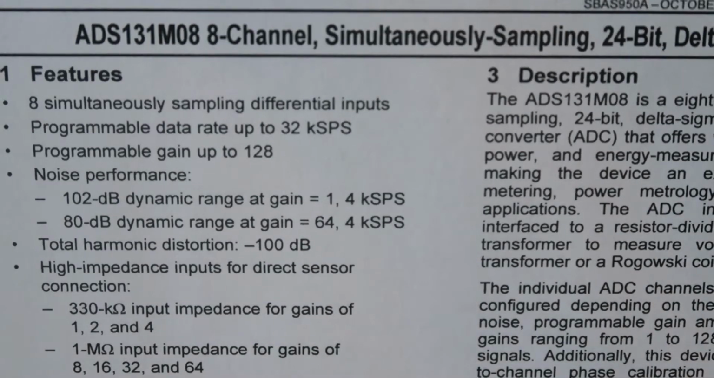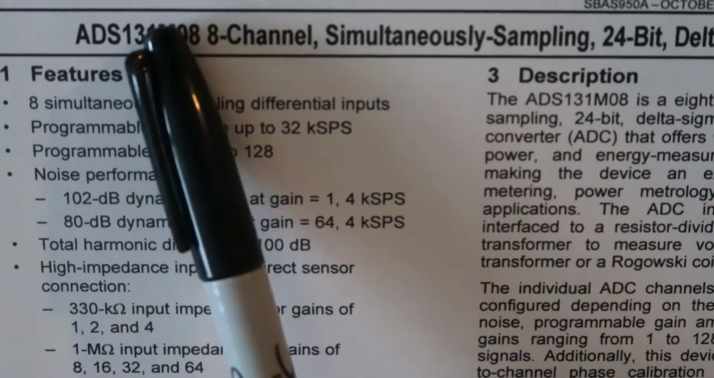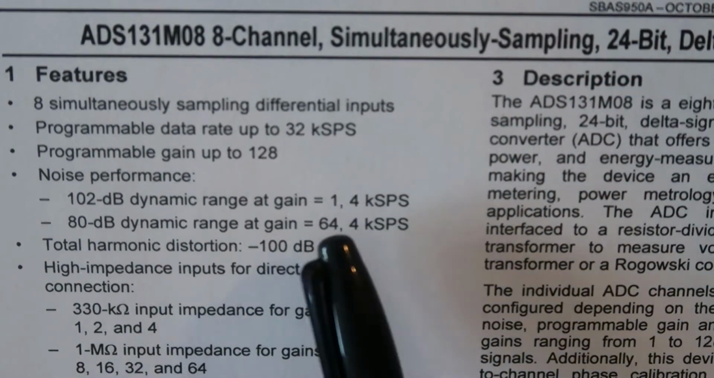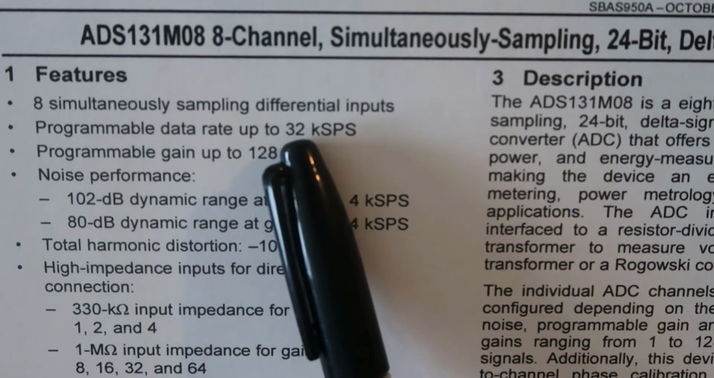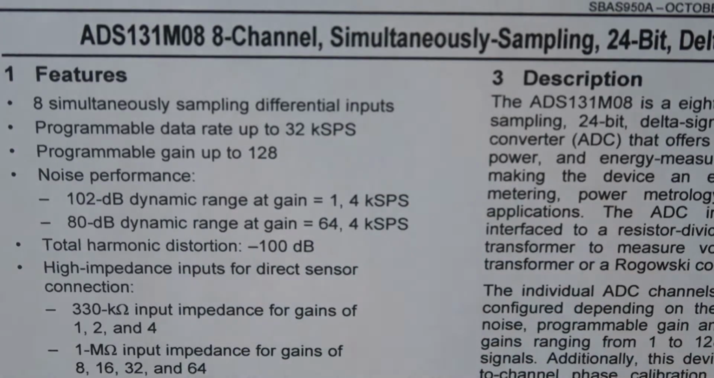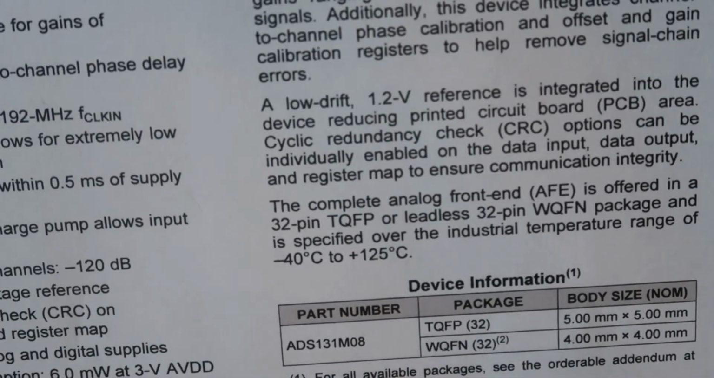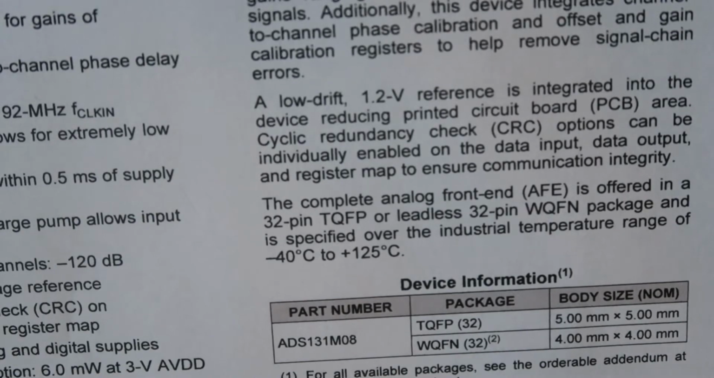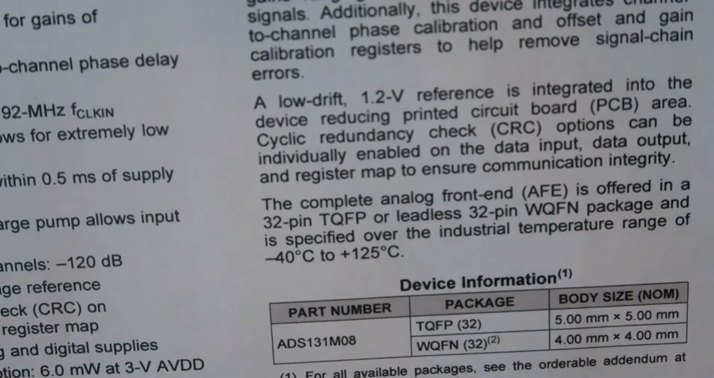Next step for this project is getting the analog to digital converter working. I selected an 8-channel 24-bit 32,000 sample per second converter, which based on my analysis should work pretty well. And it is in a package that I should be able to hopefully hand solder. That's a step for the future.